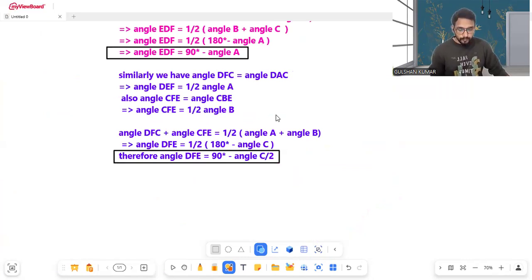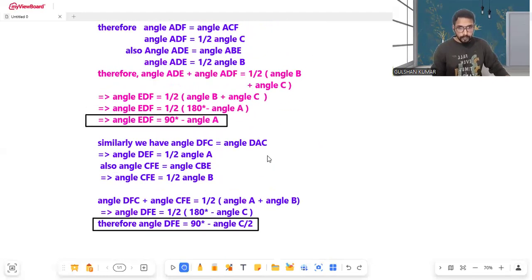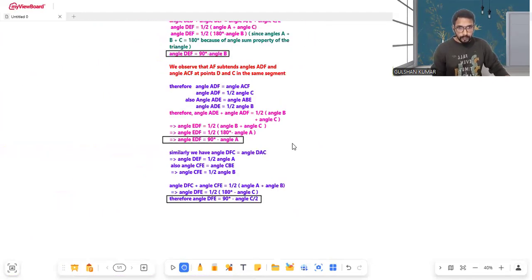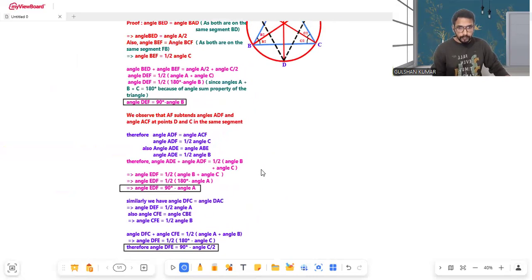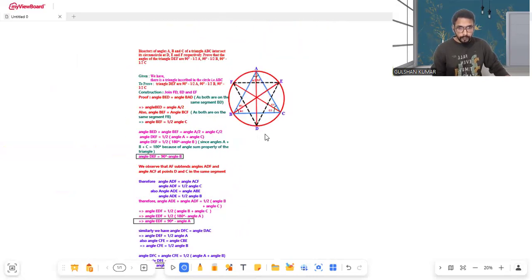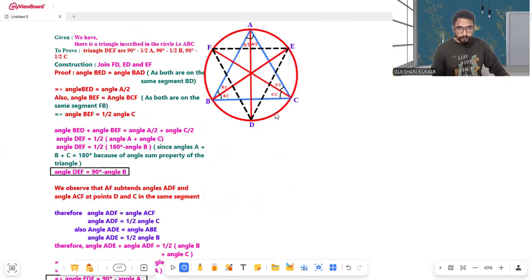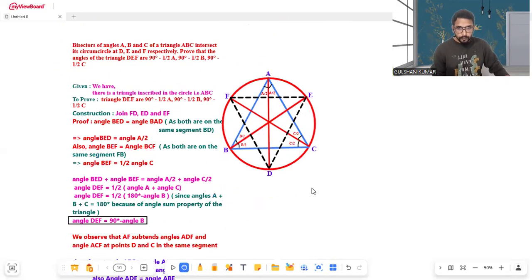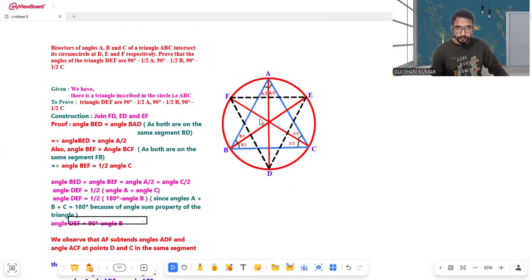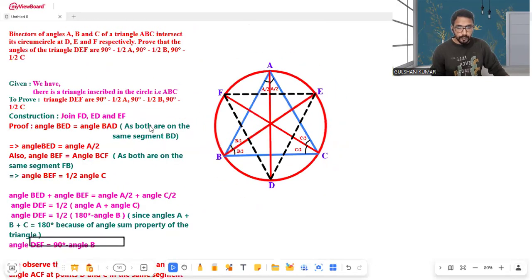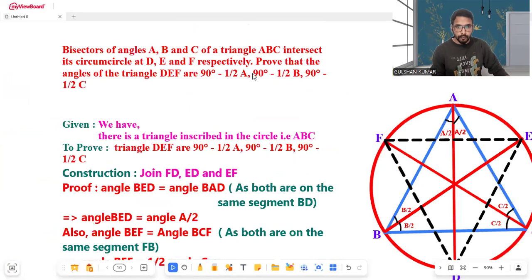I'm zooming out now so that you can easily understand, and you can easily take a screenshot of this question. This is our question and this is our basic diagram, and this is the question solved here. Okay, thank you guys.